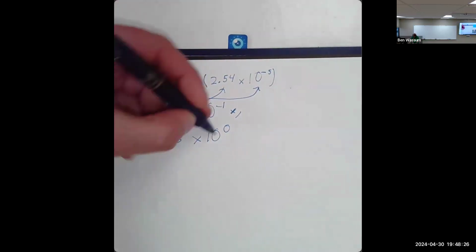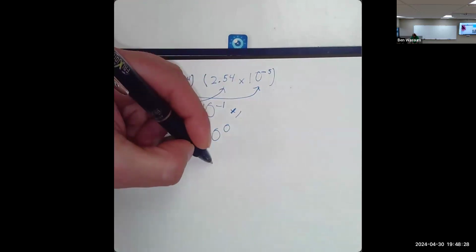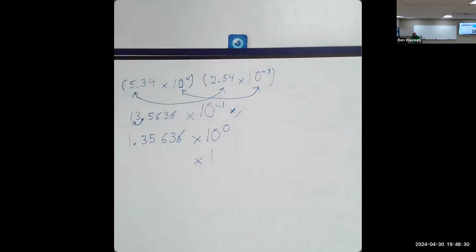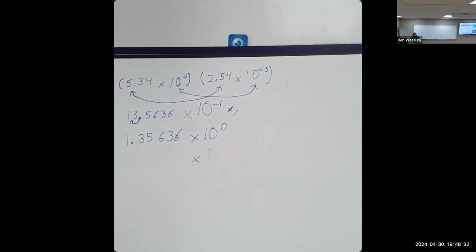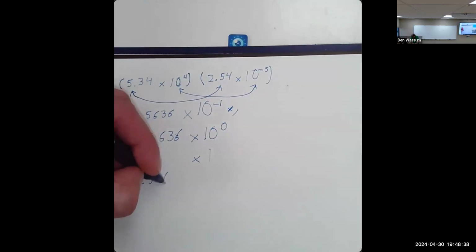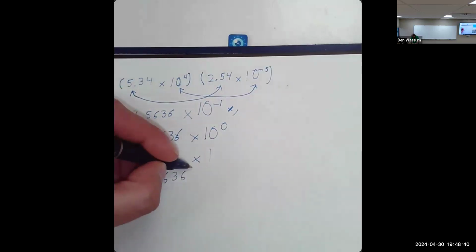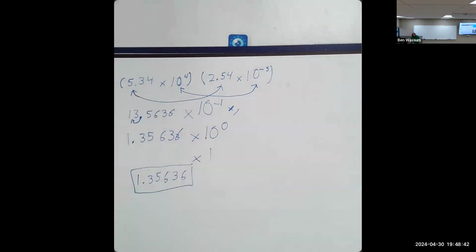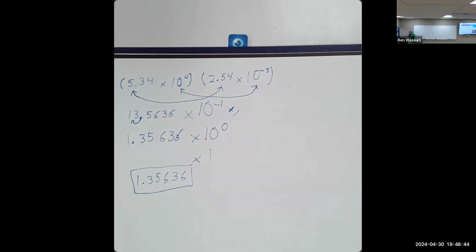But that means that this thing, 10 to the 0, is a 1. What happens when I have this number multiplied by 1? It's just there, right? It's just one of it. So literally 1.35636 is, in fact, all we have. We don't even have it in scientific notation. It cleared itself out. Isn't that fun? You're welcome.